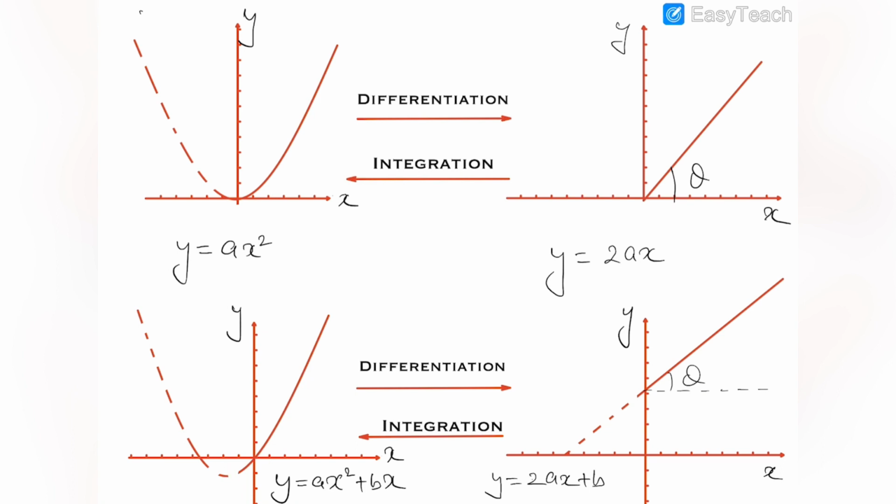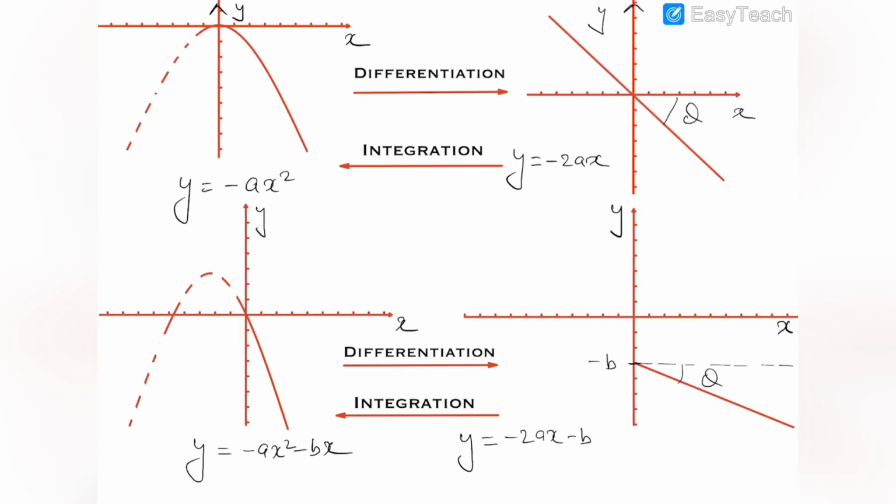So if a parabola is opening in the upward direction, it is definite that its derivative would be a straight line going in the upward direction. And if the base of that parabola is at the origin, then that straight line, which is the derivative of the parabola, would pass through the origin. And if the parabola does not have its base at the origin, then that straight line going up would not pass through the origin.